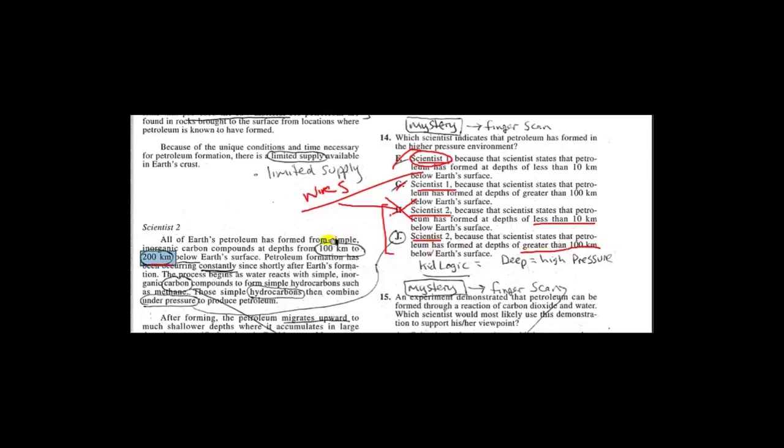J says Scientist 2 because the scientist states that petroleum is formed at depths greater than 100 kilometers, and that's what you see over here, 100 to 200 kilometers. Where? Scientist 2, J is the correct answer.